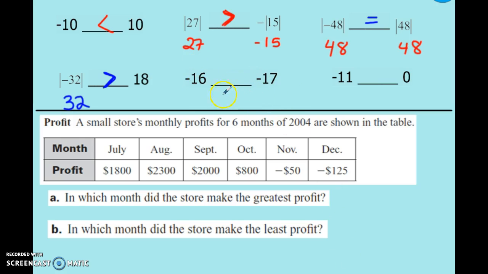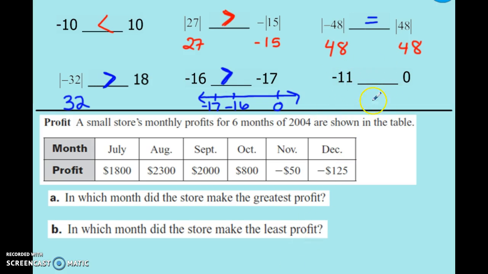This one's a little bit tricky, negative 16 and negative 17. If you were to look at a number line, here's 0. I'm going to say negative 16 is here and negative 17 is over here. Which one is going to be closer to 0? Well, counting from the right, 0, negative 1, negative 2, negative 3, and so on. Negative 16 is going to be closer to 0 or the positive numbers.